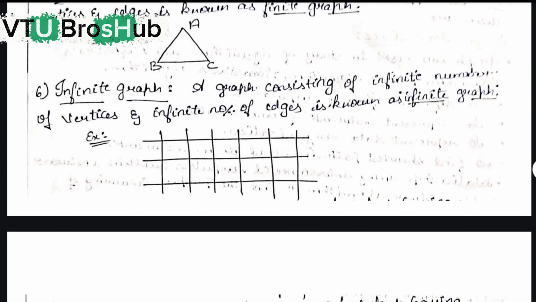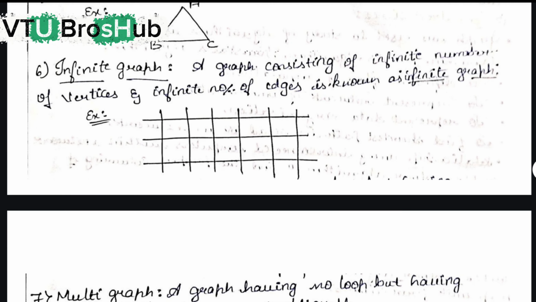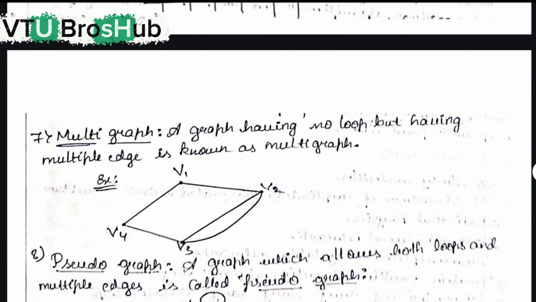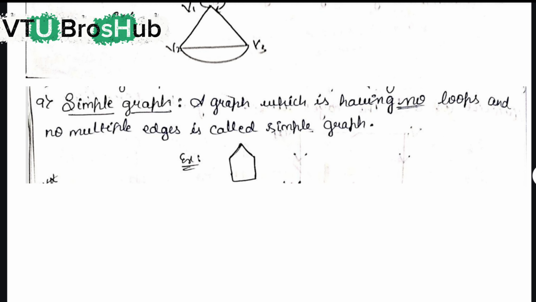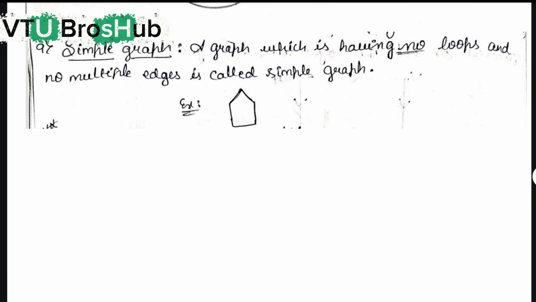Multigraph: allows multiple edges, no loops. Pseudograph: allows loops and multiple edges. Simple graph: no loops, no multiple edges. Draw neat diagrams just like in your notes to score full marks. This is the answer. You can understand it easily. Keep the structure same like this in the exam to get full 8 marks.